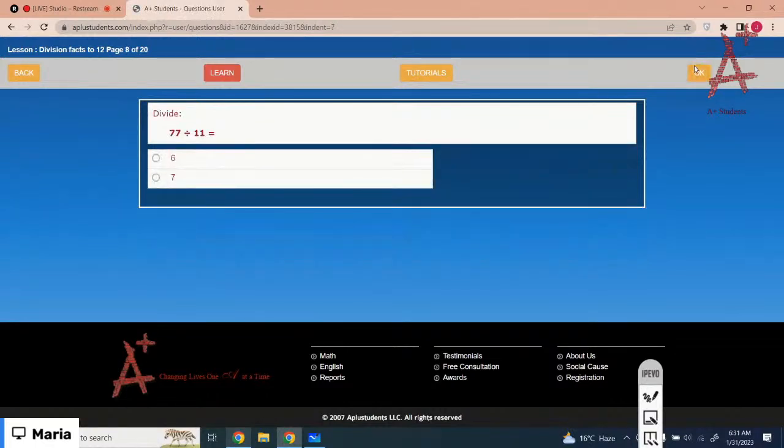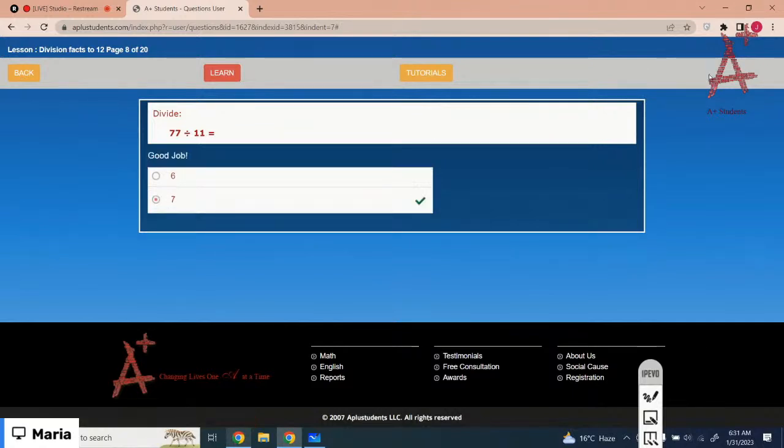Okay, the next one is 77 divided by 11. So which is the correct option? Yes, it is 7. The correct option is 7 because 11 times 7 is 77. Got it?